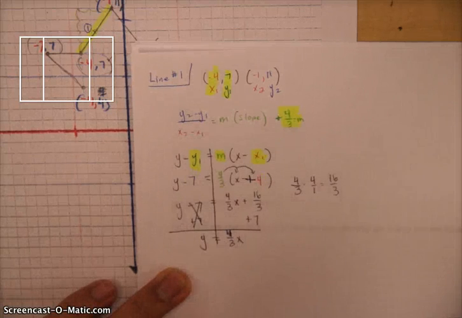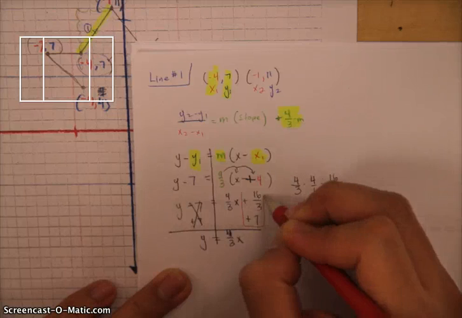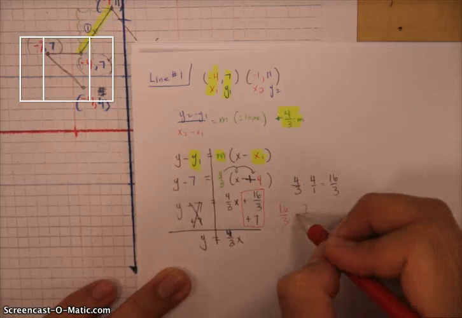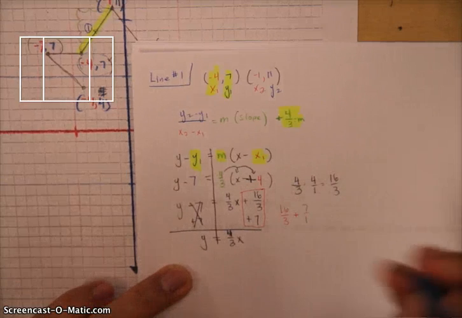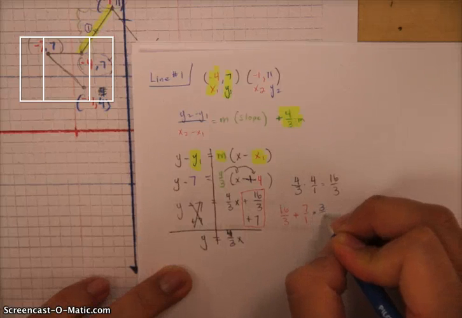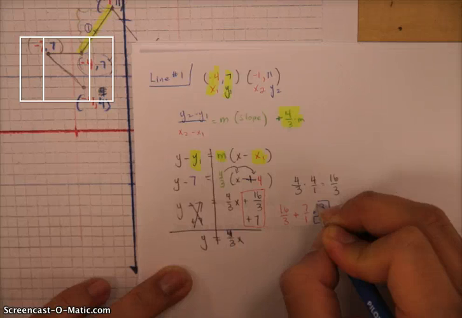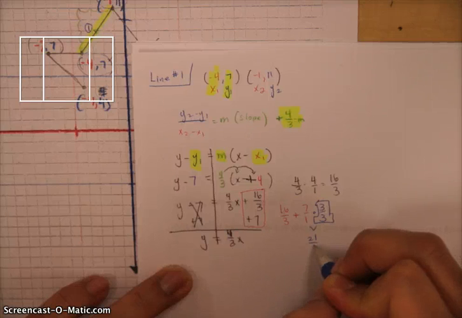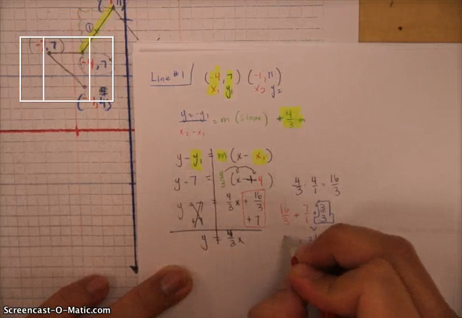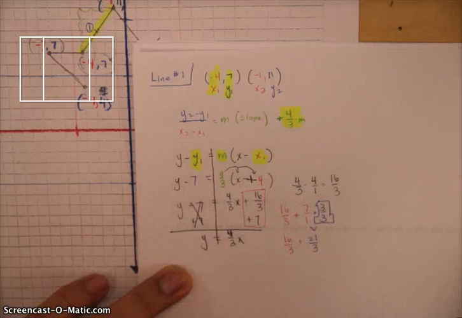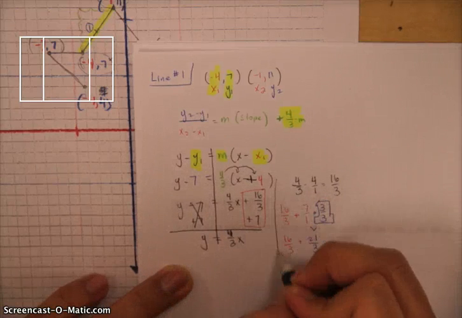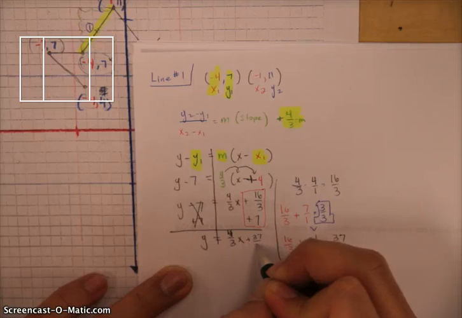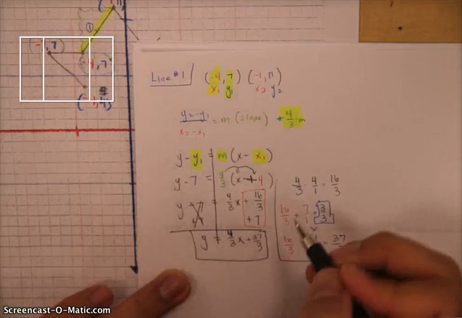Now this part I'll do off to the side also, because I can't do this in my head. 16 over 3 plus 7 over 1. I cannot add those two together the way they are, so I have to multiply by 1. That's not a 3, that's a 1. So I can get a common denominator. These two make 21 over 3. I'm going to add that to 16 over 3, and I should get 37 over 3. So y equals 4 over 3x plus 37 over 3. This is my equation for line number 1.